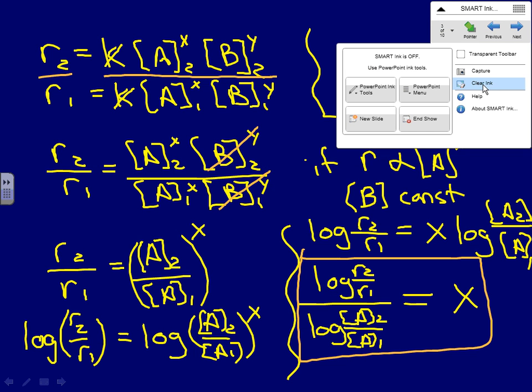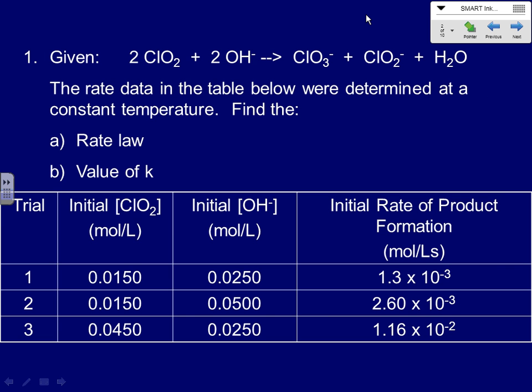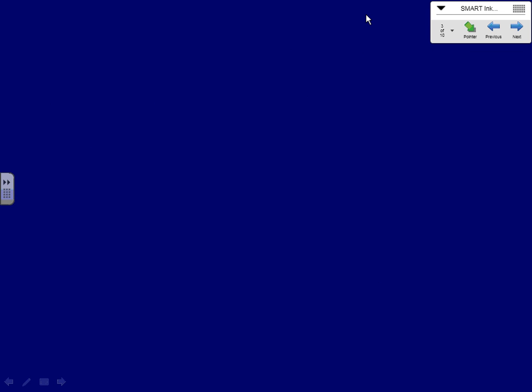Okay, so I'm going to clear the ink here. Nope, that's not how I'm going to do that. I'm going to do it like this. And now I'm going to take a look back at my data, and I'm going to look at the exponent on the ClO2 to begin with, which means what did we need for our trials? I needed the OH to be constant, so I needed trials 1 and 3, right? 1 and 3. So essentially, and now I'm going to need some of your help. So in order to determine, and this time I'm looking for the concentration of ClO2, I'm looking at trials 3 and 1.